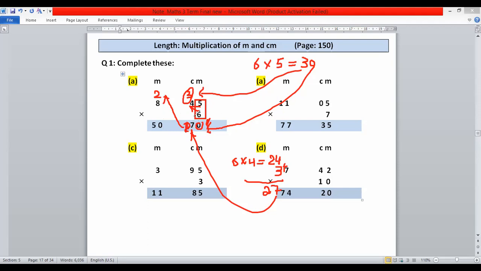So after that, you have to multiply 6 by 8. 6 times 8 is equal to 48. Then we add the carry 2. 48 plus 2 is equal to 50.